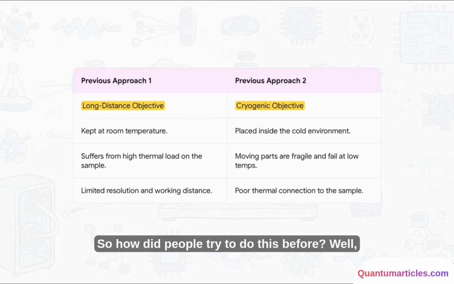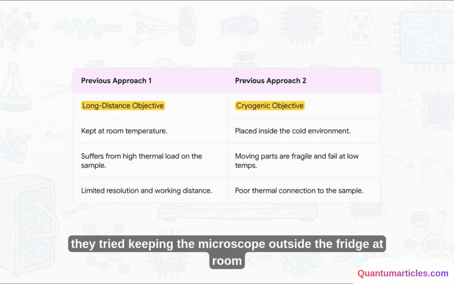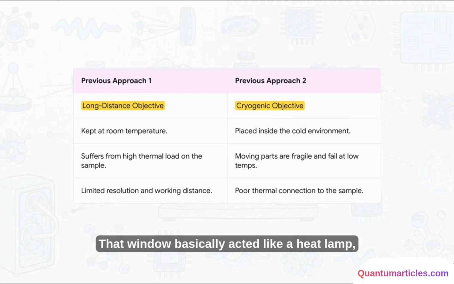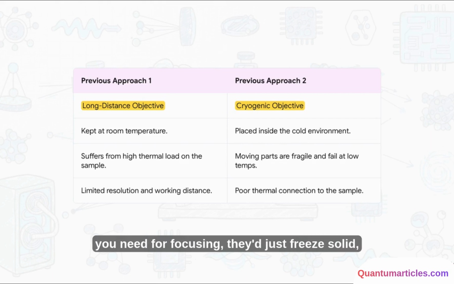So, how did people try to do this before? Well, there were basically two big ideas, and neither of them worked out. First, they tried keeping the microscope outside the fridge at room temp and just peeking in through a window. The problem? That window basically acted like a heat lamp, blasting the sample and pretty much cooking it. The second idea was to put the microscope inside the fridge, but all the little moving parts you need for focusing, they just freeze solid, jam up, and break. It was a complete dead end.